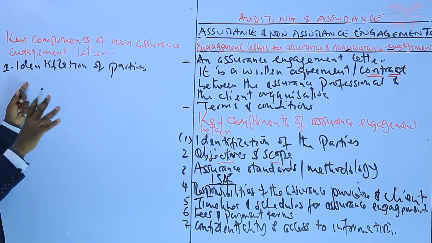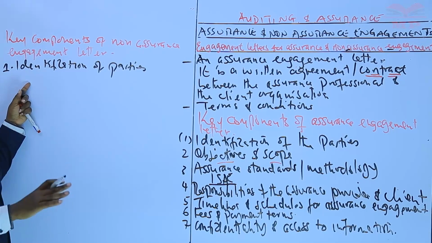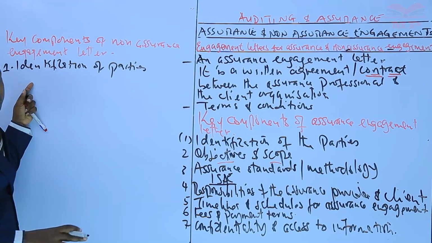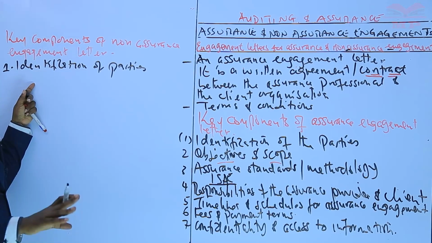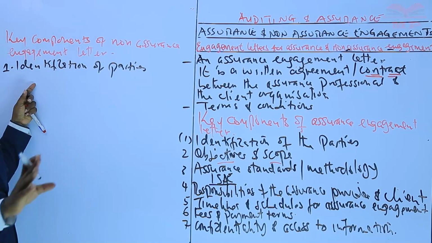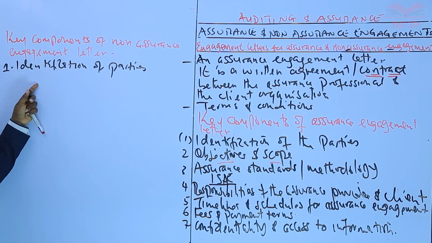Given that this is also a contract, the letter must identify the parties to the contract. These are the service provider, the professional, and the client organization, including the respective names, addresses, and contact details.